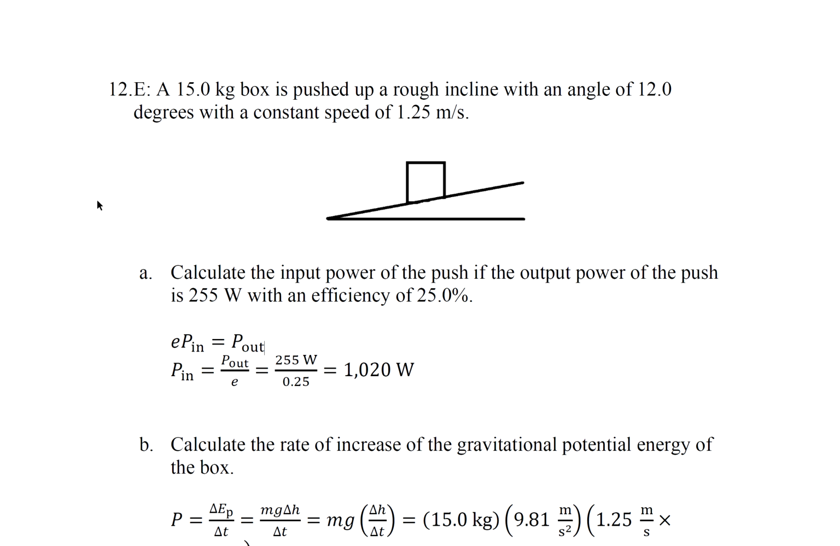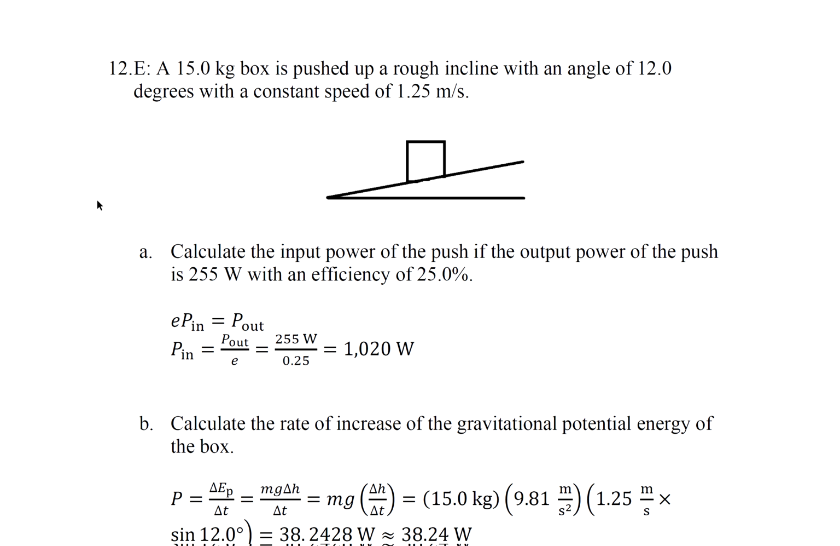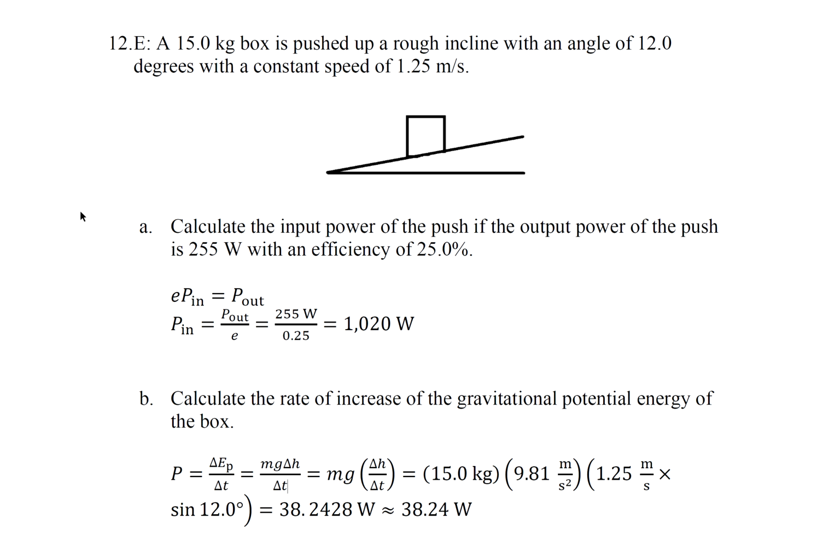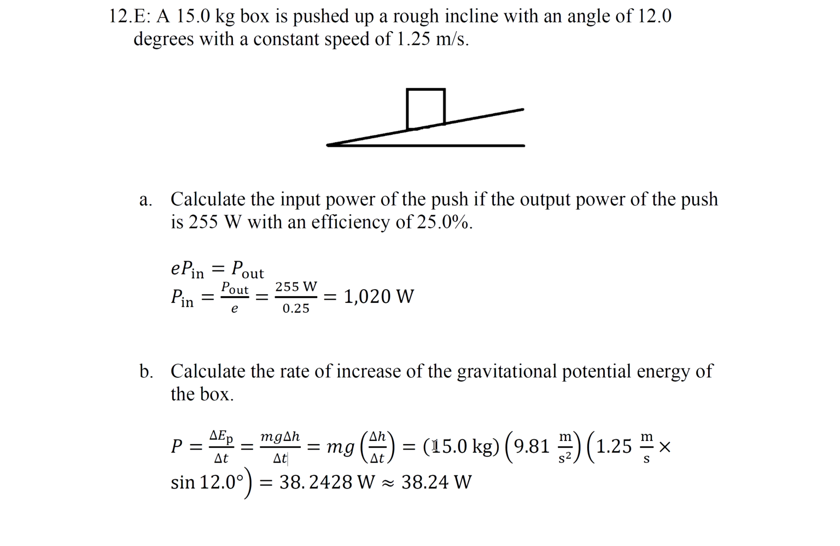Part B, calculate the rate of increase of the gravitational potential energy of the box. Rate of increase, that means divided by time, of gravitational potential energy. So that's delta GPE over delta t, has units of power. So we were given m, we know g, we know delta h.